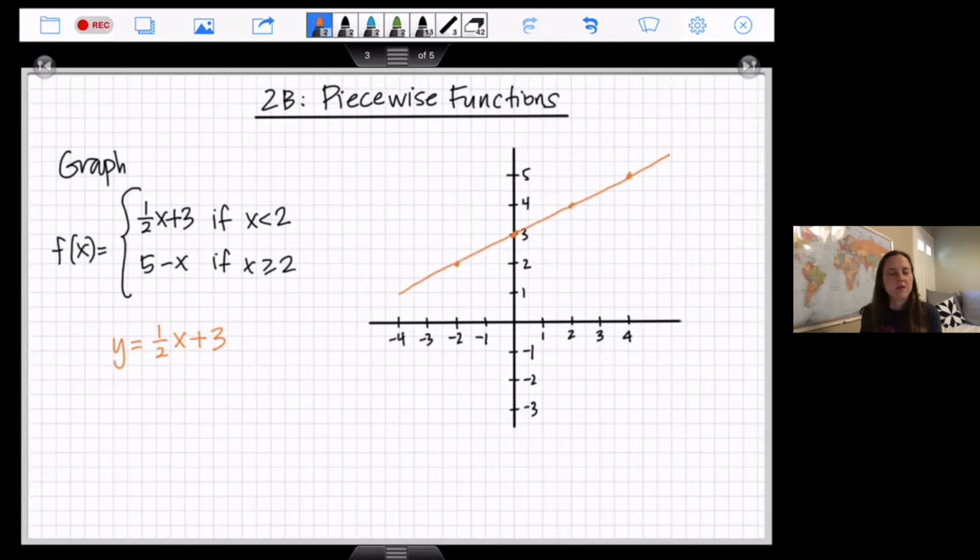Okay, then we have another line, 5 minus x. Let's graph that in blue. Y equals 5 minus x. It might be easier to think of that one as negative x plus 5. Okay, so that looks a little bit more like an mx plus b.